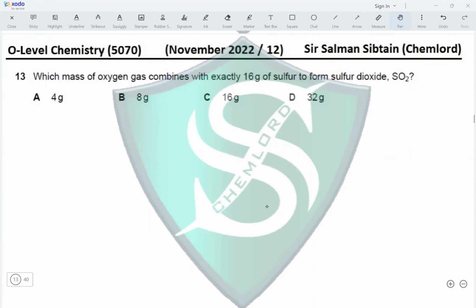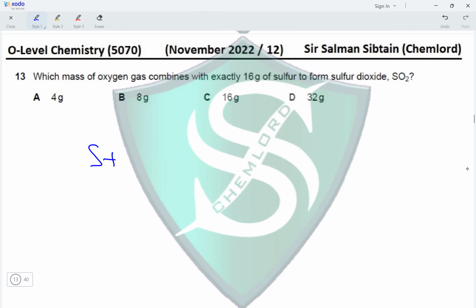Question 13. Which mass of oxygen gas combines exactly with 16 grams of sulfur to form sulfur dioxide? So sulfur plus oxygen gives SO2. So the Ar of sulfur is 32. The Ar of oxygen is 16. And there are two oxygen atoms. So this is also 32. And the Mr of SO2 would be 32 plus 32, 64.